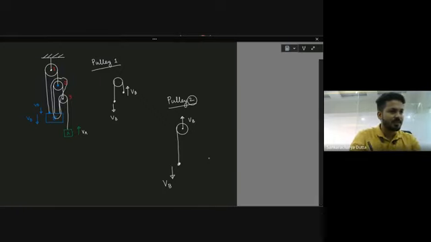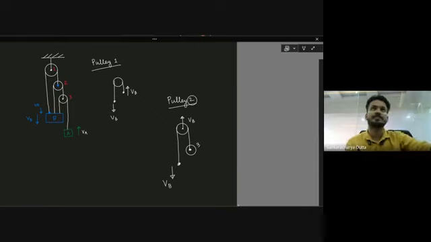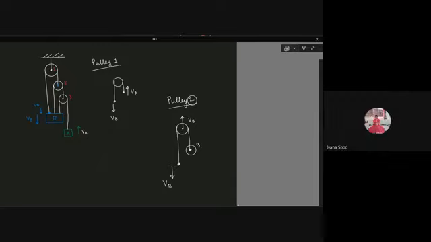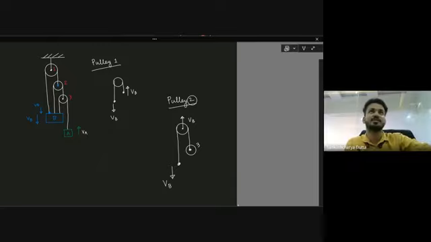Pulley number 2, the center of this pulley, is going up by VB. The left end, which is connected to block B, is going downwards with VB. And this thing is connected to pulley number 3. This is pulley number 3. So we can use that formula, right? Yes, we can use that formula.